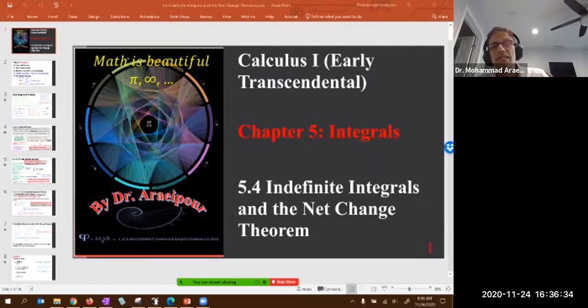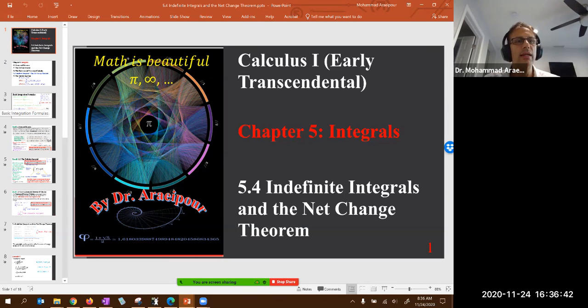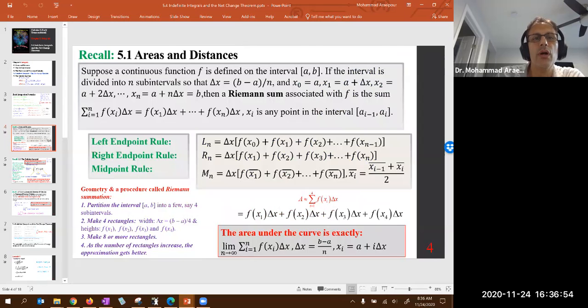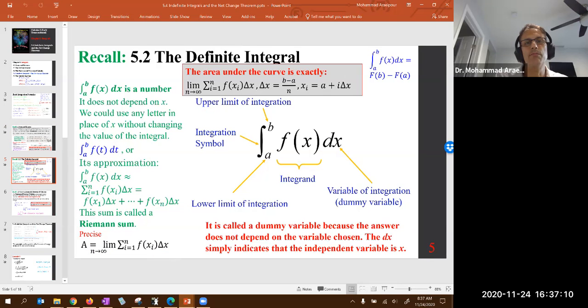Good morning, class. We are looking at section 5.4, indefinite integrals and the net change theorem. Again, we had a lot of formulas, basic integration formulas that we should be comfortable with. We covered areas and distances and the idea of left endpoints, right endpoints, midpoints, and the actual area under the curve, which is taking the limit of the Riemann sum as n goes to infinity. The definite integral, various parts of that.